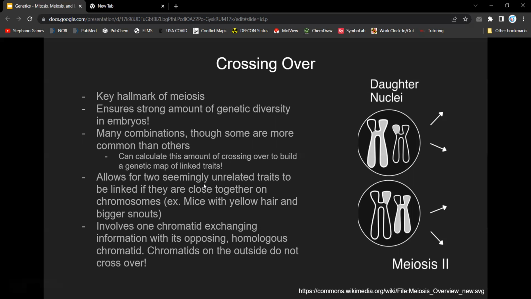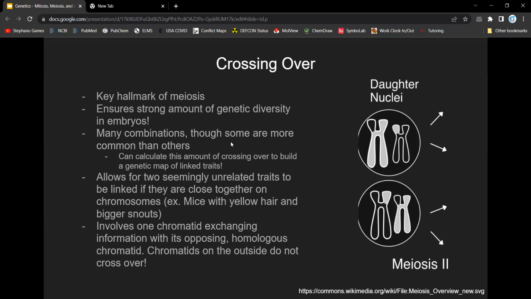It's basically when two seemingly unrelated traits can be linked if they're close together on a chromosome. So let's say this chromosome right here has alleles for a mouse with yellow hair and smaller snouts, but the other chromatid has it with bigger snouts. Then those traits would be linked because they're on the same chromosome. Now this diagram is actually wrong in the way that it's oriented. This chromatid right here should be facing this one.